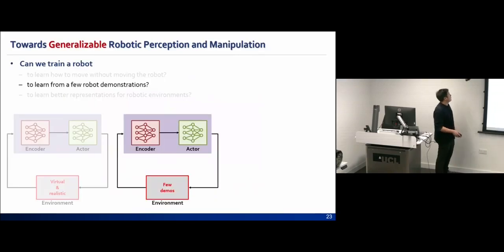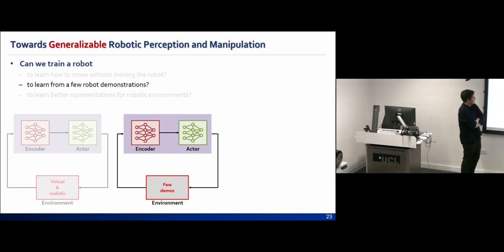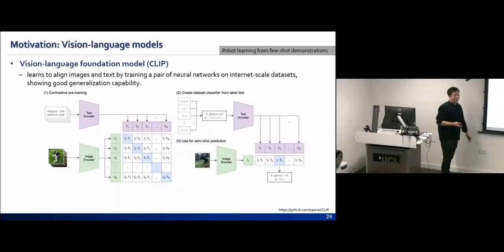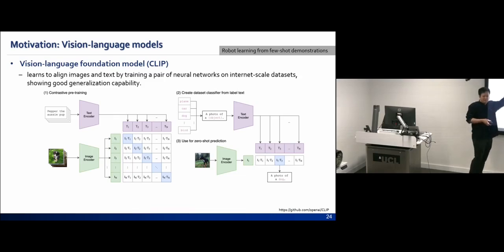Okay, and the next one is: can we train a robot to learn from a few robot demonstrations? Here what we want to do is use a few demonstrations. Before we move on, I'll also try to cover some computer vision concepts. Have you heard about CLIP, right?